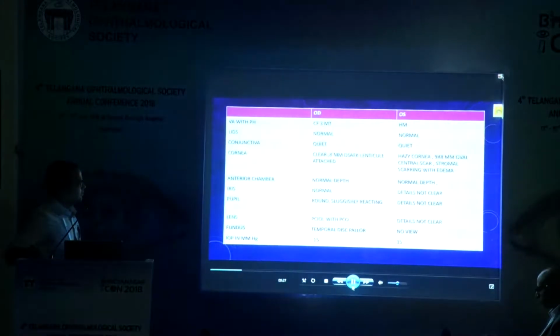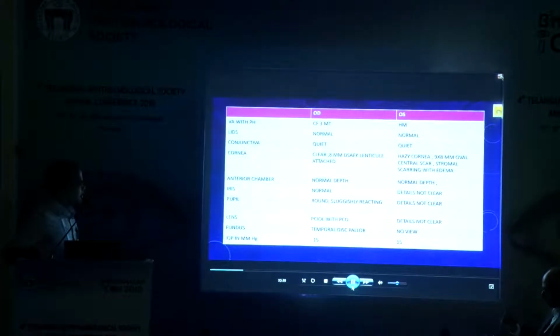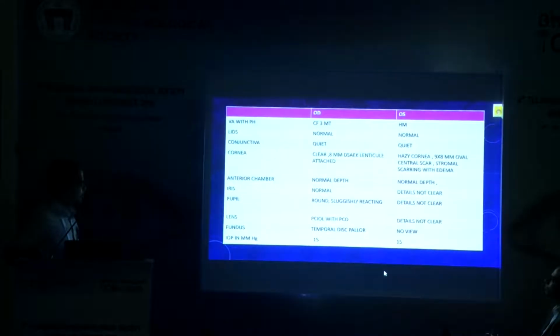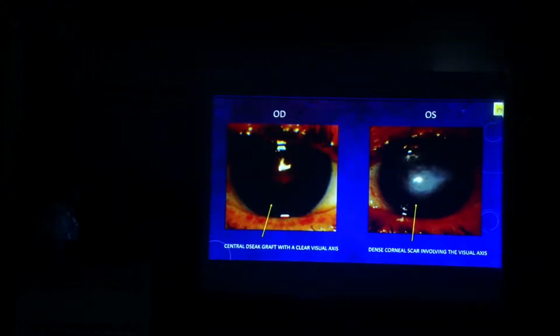The cornea was hazy. There was a thick central scar in the center, and the right eye of the same patient underwent a DSAEK in our center because she had a sort of bullous keratopathy in that eye. And this is a clinical photograph showing the right eye with a clear cornea with a DSAEK graft in the center.